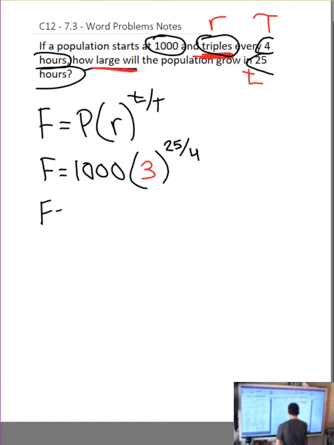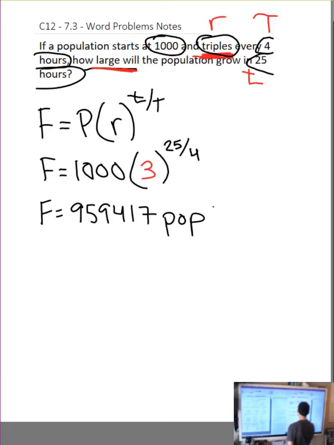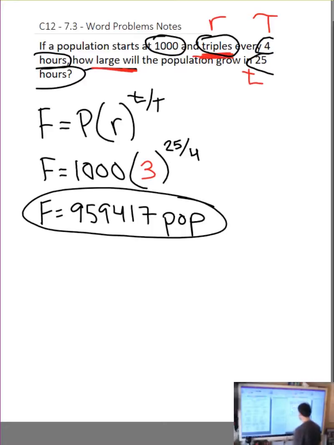Now I can simply type this into my calculator and I can get a population of 959,417. Now notice I didn't keep any decimals because that is a population. That is a real-life example whereby you have to state exact values as we have numbers of people.